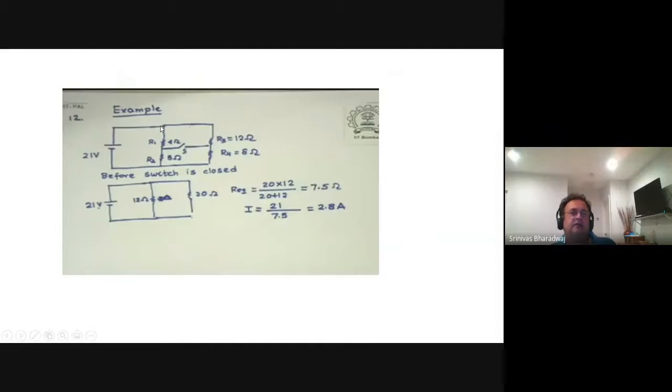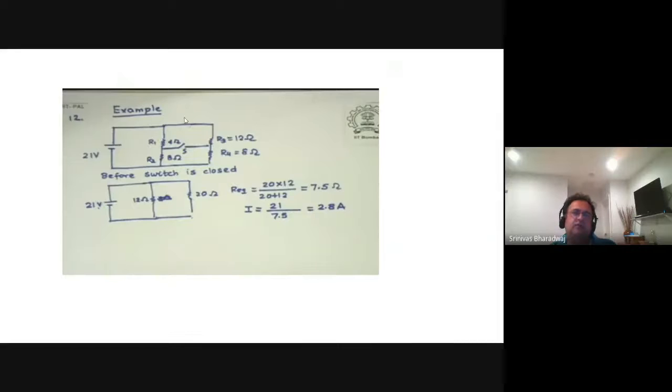So if the total current is 3 amperes, now you can tell for R2 and R4 it will become 1.5 and 1.5 because it's symmetric. For R1 and R3, how do you find out?